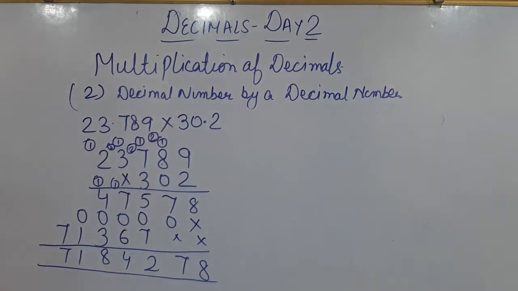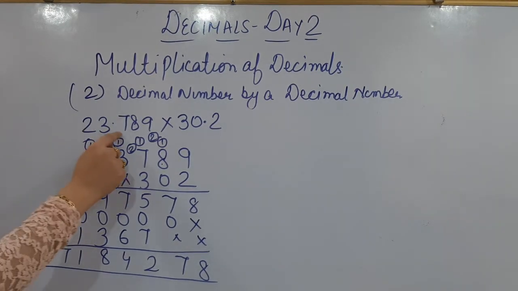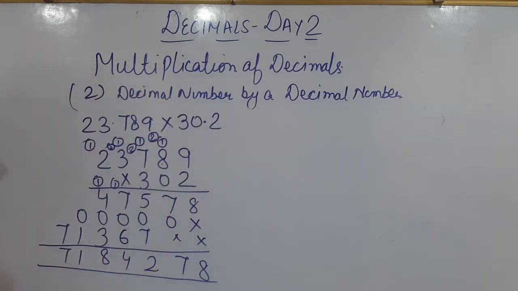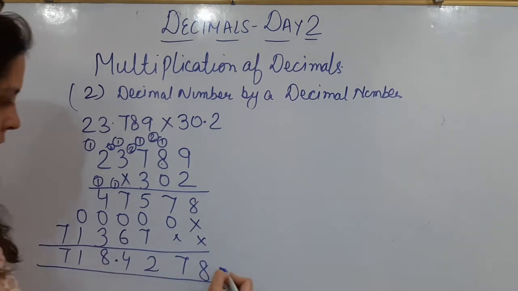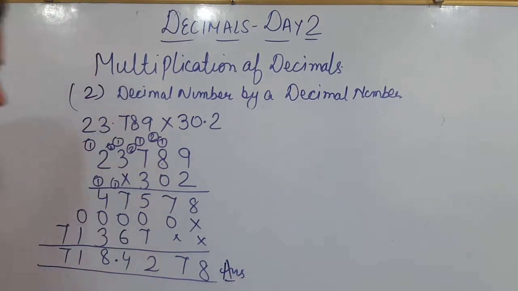So now count the decimal places you have in the question. So in the question you have 1, 2, 3 and 4 decimal places. So put a decimal point before 4 places: 1, 2, 3 and 4. So put a decimal point here. So 718.4278 is the answer. Hope it is clear to you.